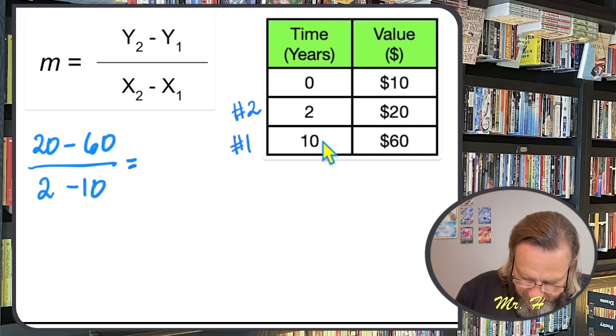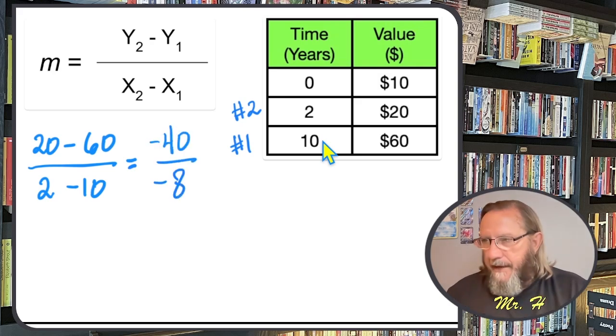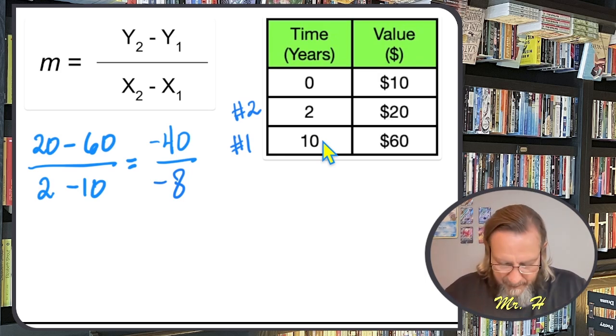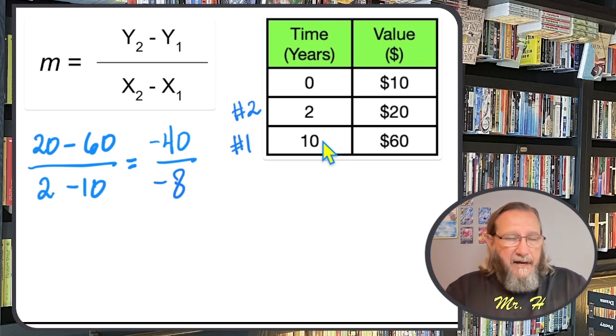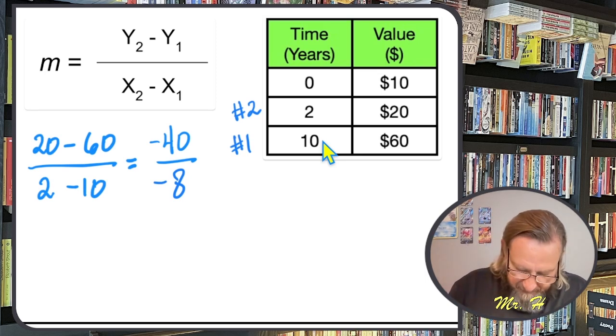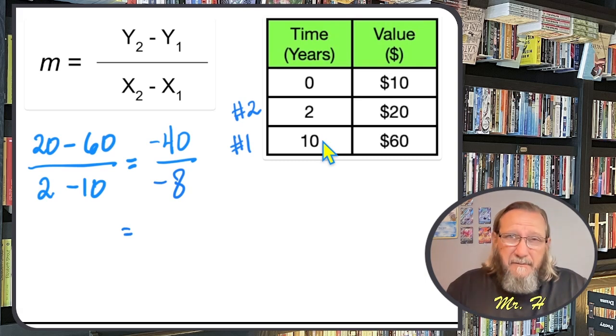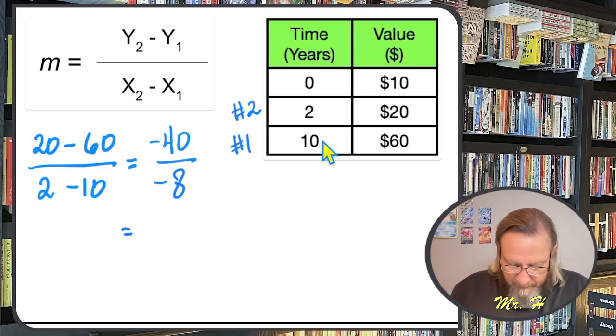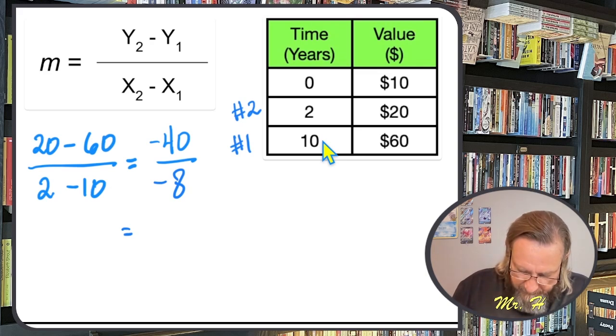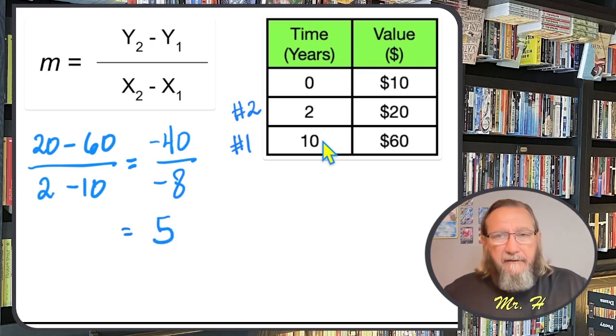That's going to give me negative 40 over negative 8 when I do the math. That is a fraction that can be reduced. Negative 40 over negative 8. First of all, a negative divided by a negative is a positive. It's what we expected a minute ago, that we would have a positive slope. And then 40 over 8 divides out evenly to 5.